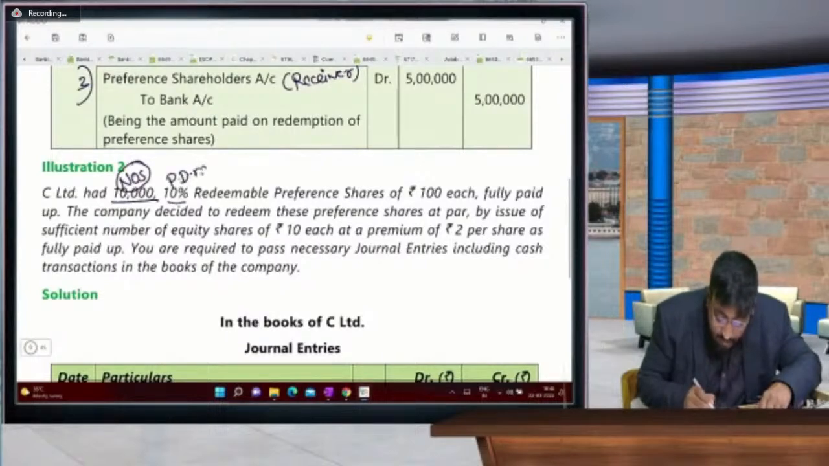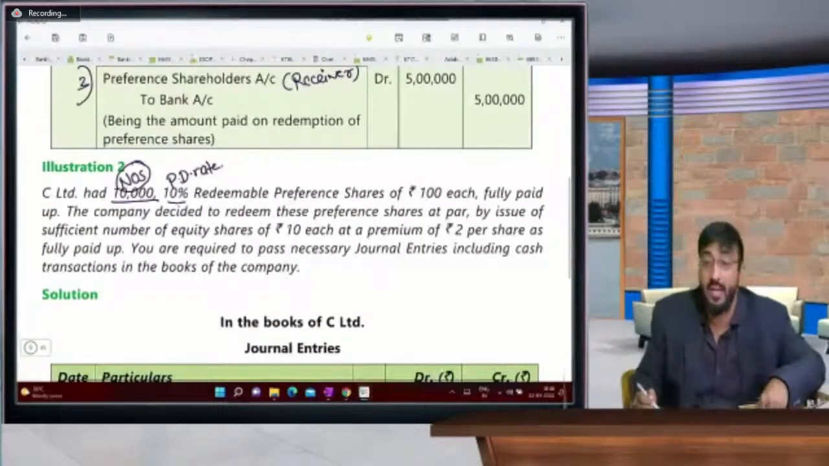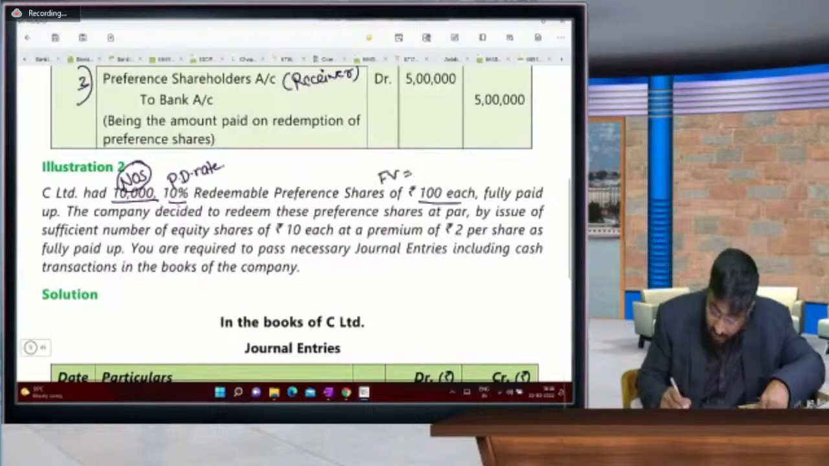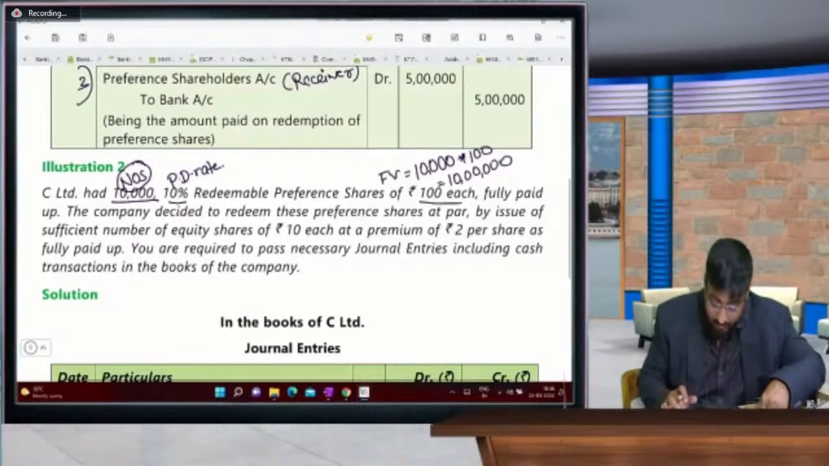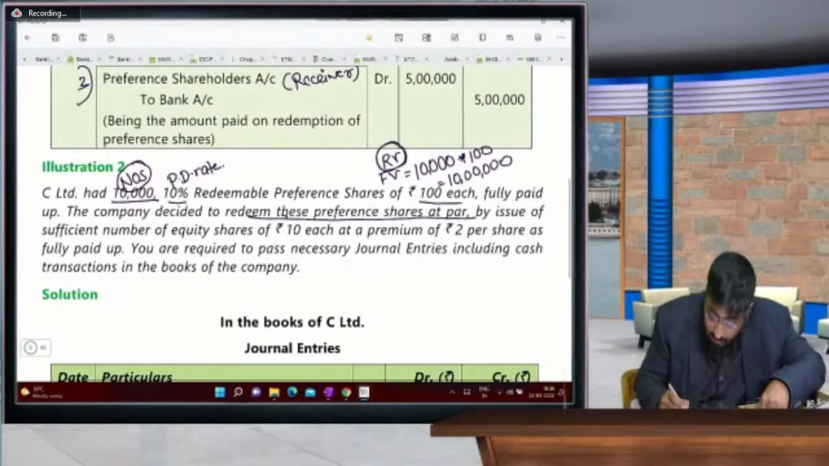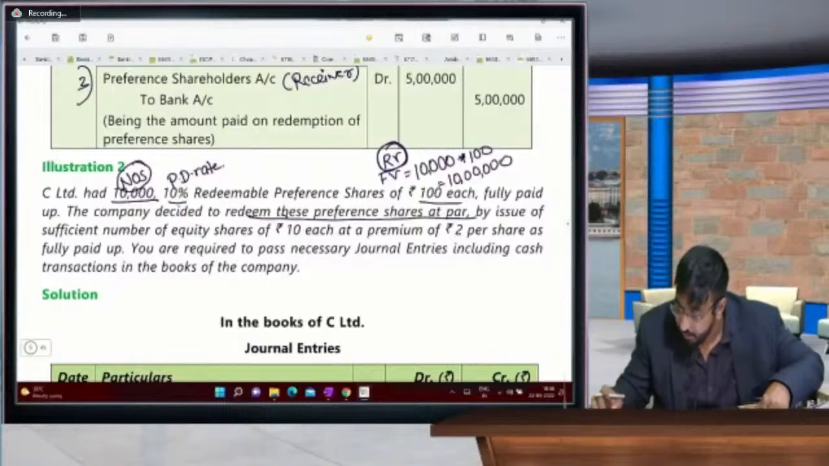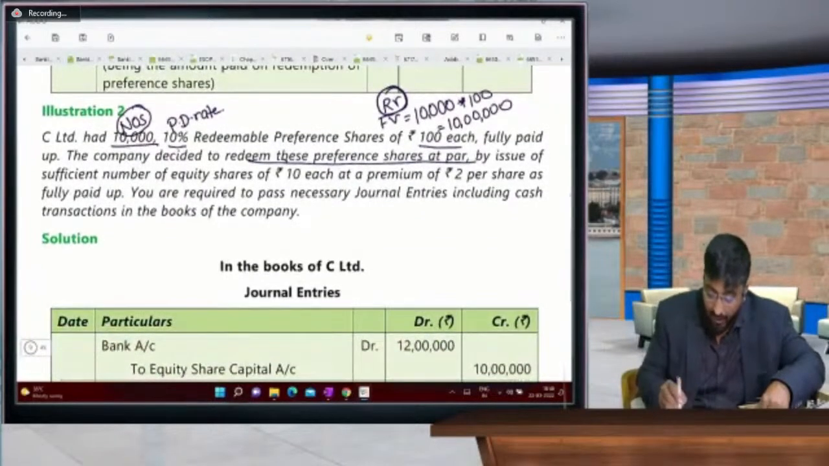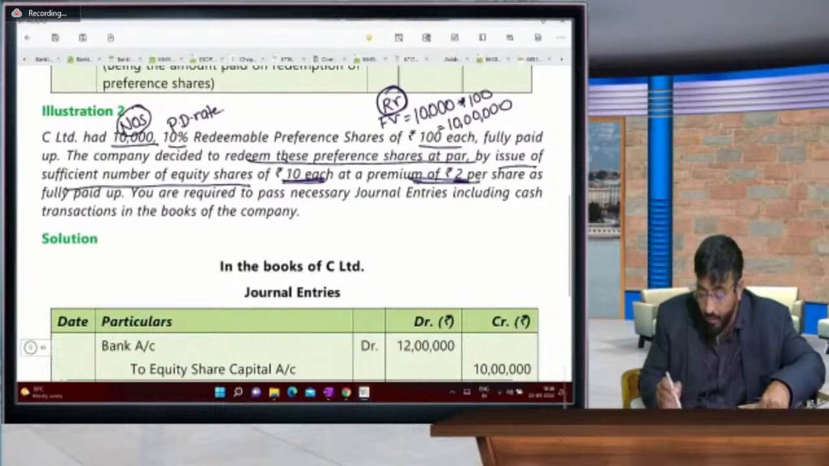10% is the preference dividend rate, of no use, just written before redeemable preference shares. 100 each. So beta, what is the face value? 10,000 into 100, 10 lakhs. The company decided to redeem these preference shares at par. Redeemable value. Now diagram. By issue of sufficient number of equity shares at 10 each and premium of ₹2 per share.